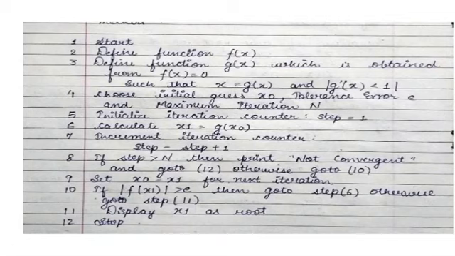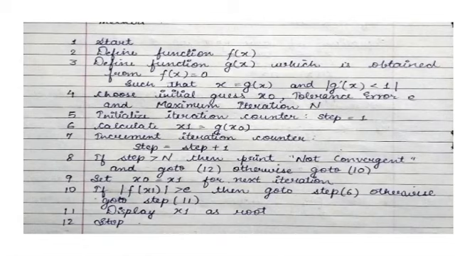First we need to define the function f(x). Now, the second step is to define g(x), which is obtained such that f(x) equals 0, such that x equals g(x) and |g'(x)| is less than 1. For the fourth step, choose the initial guess x0, tolerance error e, and maximum iteration n.